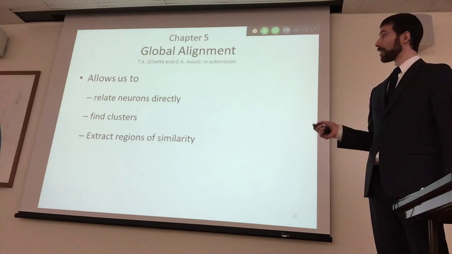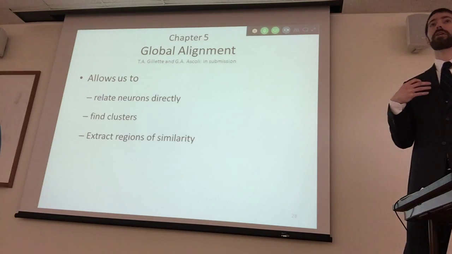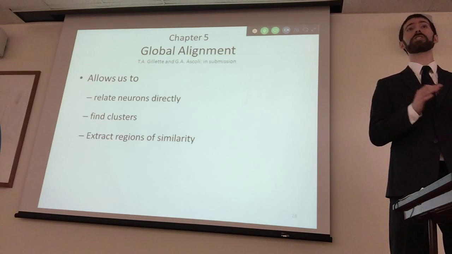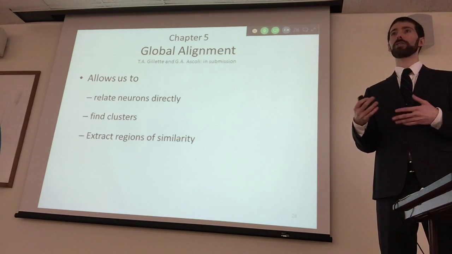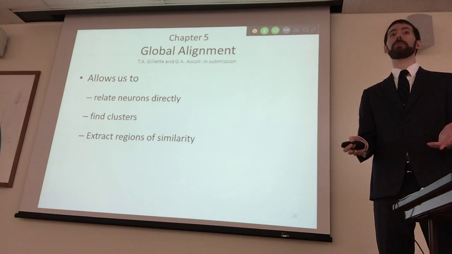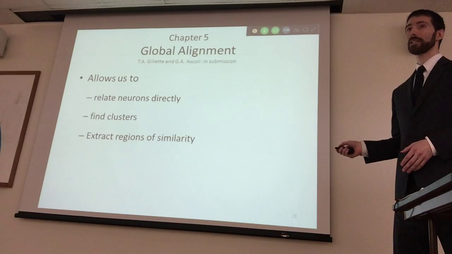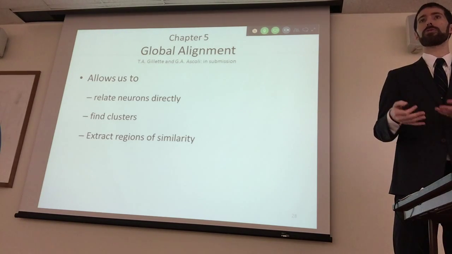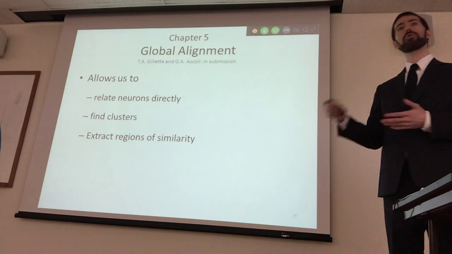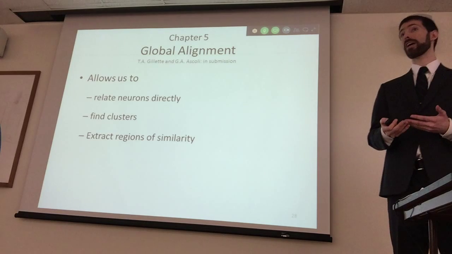So the next thing that we wanted to do was a global alignment. This is what comes from the gene sequencing idea. You want to look for similarity between sequences, you match them up and see where they match and how well they match. And this allows us to relate neurons directly and then go on to look for clusters. We want to see where they are similar, and do those similarities reflect known information about the cell types and the brain regions in the species? Is there anything new that we find from that?